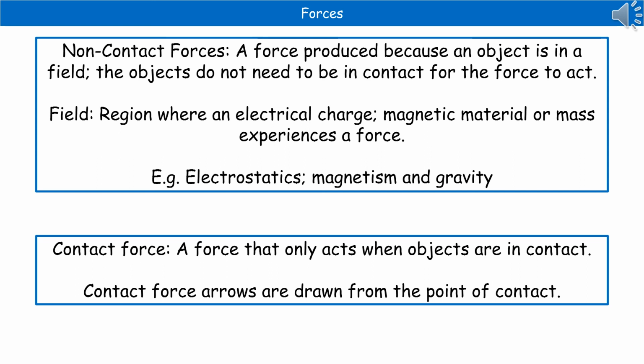The second type are the contact forces, and these are forces that only act when an object is in contact. And what we find here is that when we're drawing our force arrows, then they're drawn from the point of contact. So this will be things like friction.